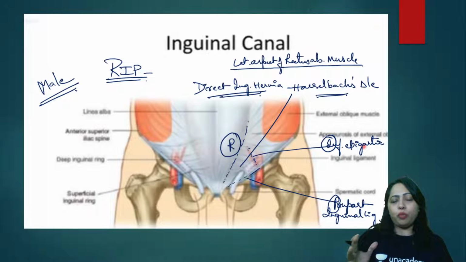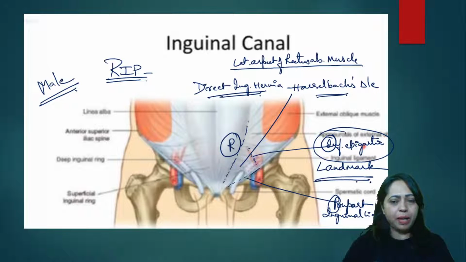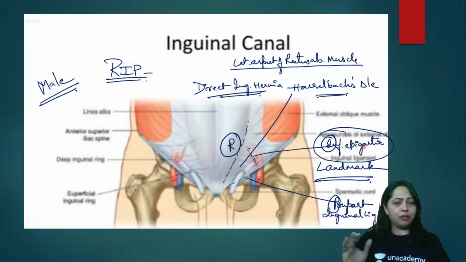Now, according to you, which one is the landmark or key thing that gives you a differentiation between the direct and the indirect? That is the inferior epigastric vessel. Why? Because on the medial side of the inferior epigastric vessel, if there is a punch through the wall, then you call that direct inguinal hernia. If it is on the lateral aspect, you would call that indirect hernia. So inferior epigastric vessel is the landmark. Keep this landmark in mind.